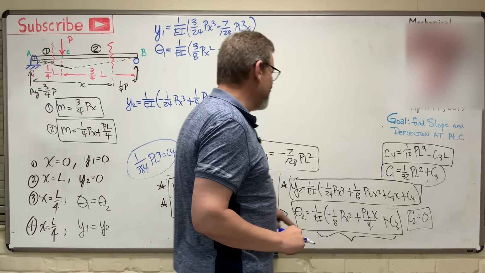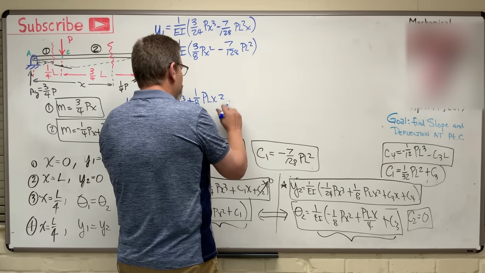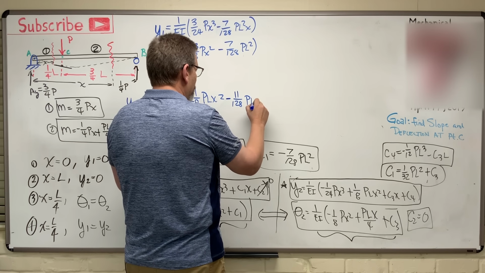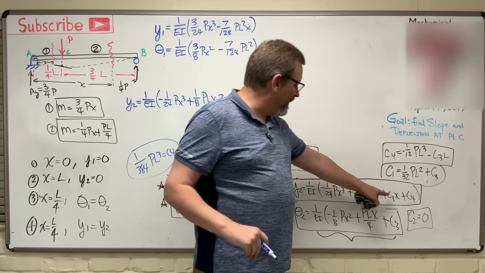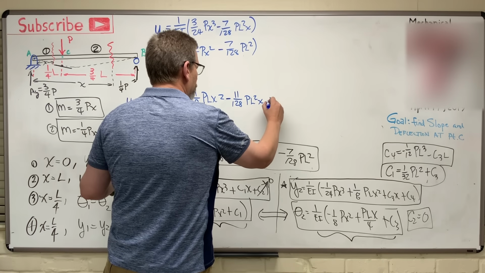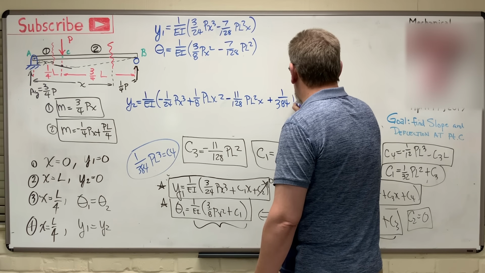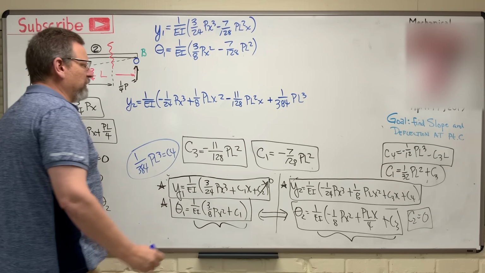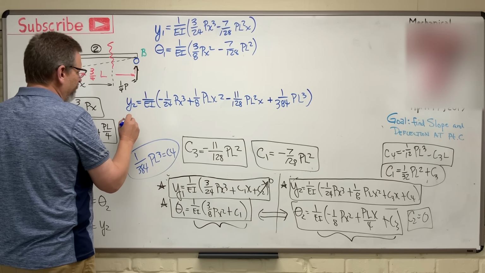C3 times X. Where's C3? Right there. So, let's just make that a minus. Minus 11 over 128 PL squared X. C3 times X plus C4. So plus this bit. Plus 1 over 384 PL cubed. All right? Oh my goodness. Okay, and then finally, what's left?